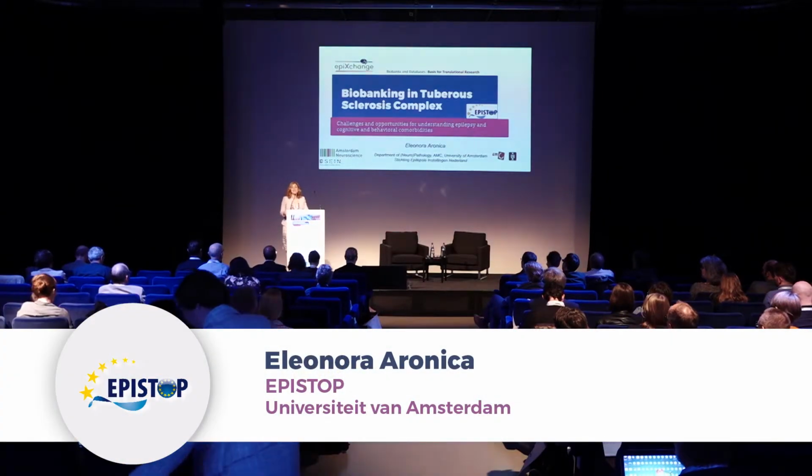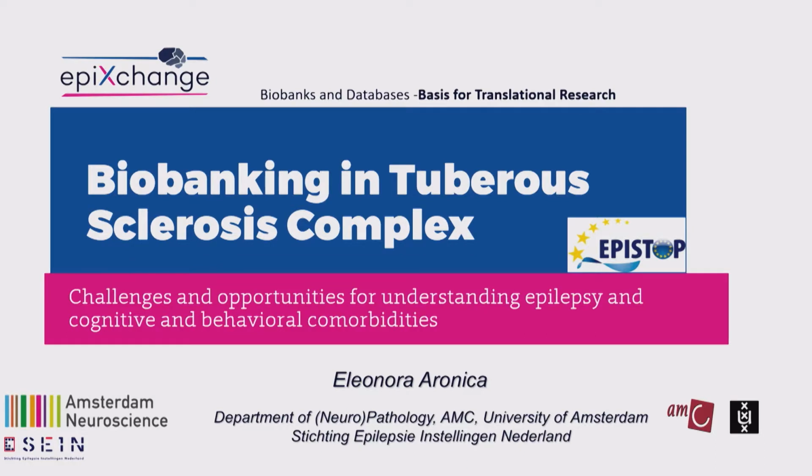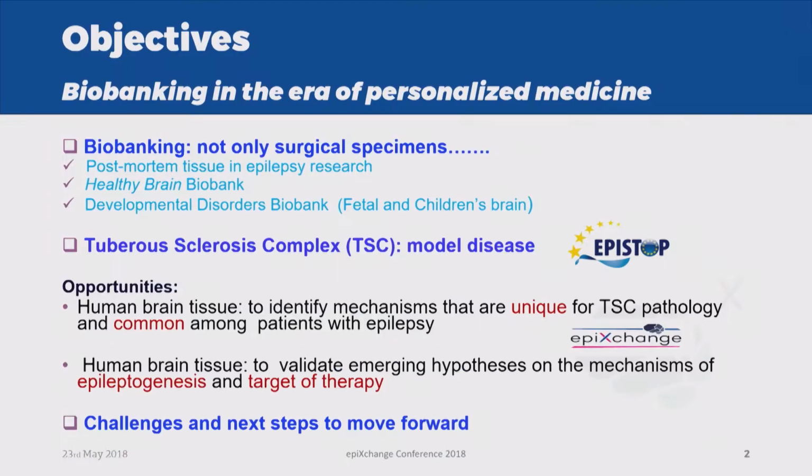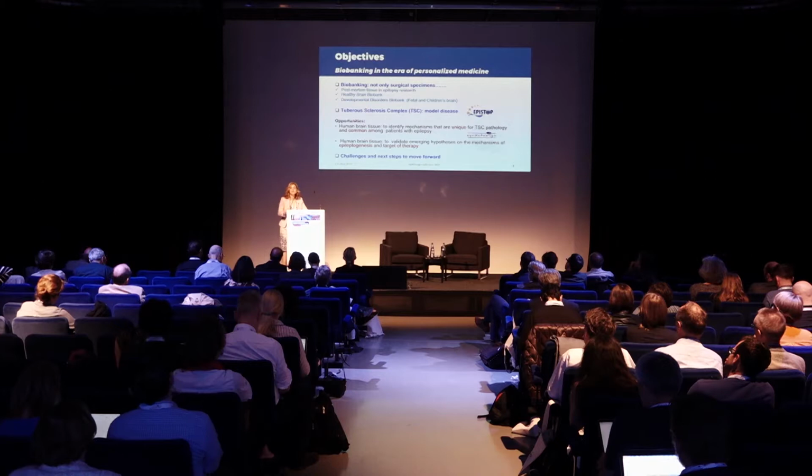We are almost at the end of this long but interesting day, so I promise I will be brief, but I would like to share a few thoughts and address a few issues about brain biobanking. So we go back to the brain, to the tissue, as a basis for translational research. First of all, I would like to introduce biobanking, keeping in mind that biobanking does not only include surgical tissue, but also involves the collection of post-mortem brain tissue. Then I will use tuberous sclerosis complex as a model disease, just to show briefly some results which have been obtained using human tissue within EpiStop, but which also represent the basis for a real interaction between consortia, and then some challenges.